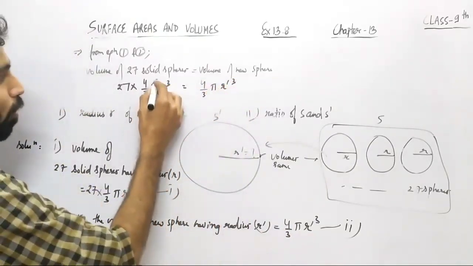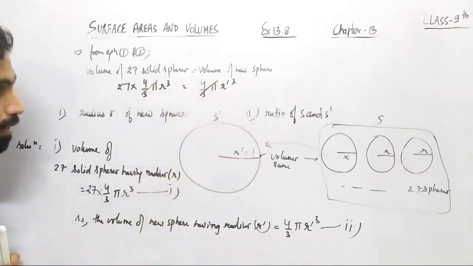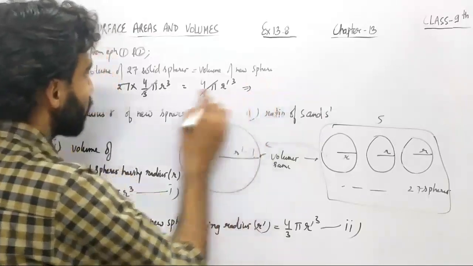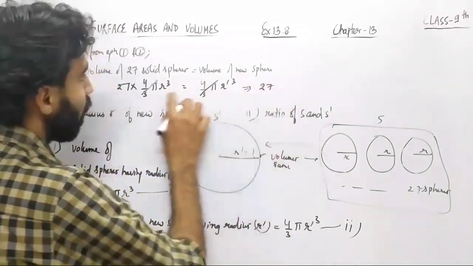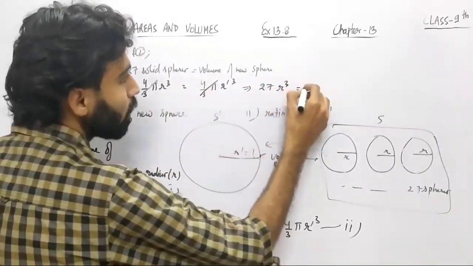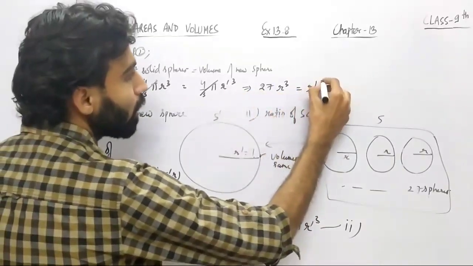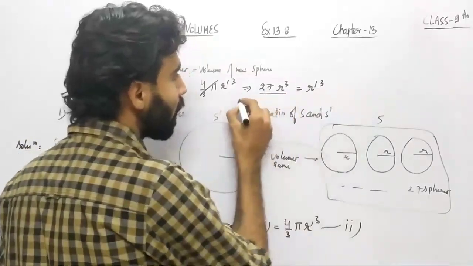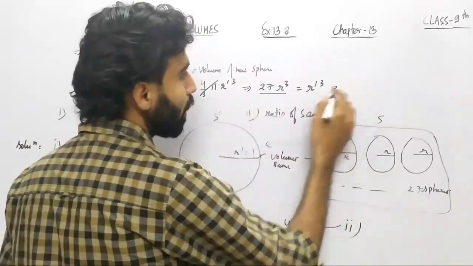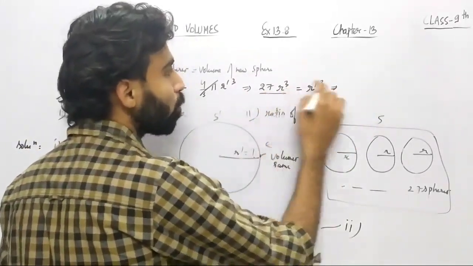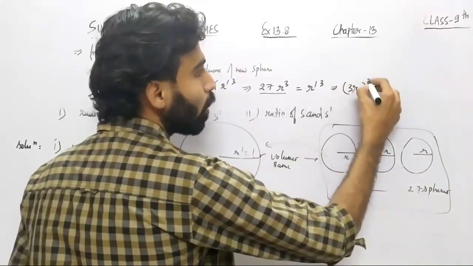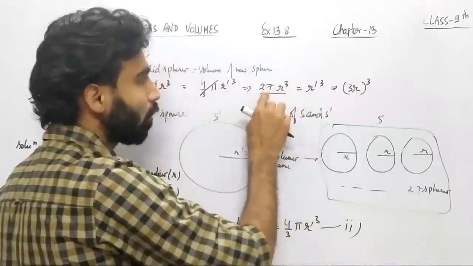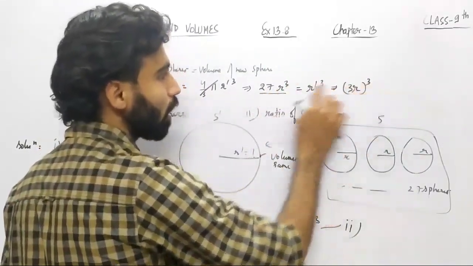So here you can see 4 upon 3 pi cancels with 4 upon 3 pi. So further what is left with you, this implies you can see 27 r cube is equal to r dash cube, right? So here you can see this 27 r cube, I can write as 3r whole cube, because I know what the cube of 3 is, 3 into 3 into 3 that is 27, and the cube of r will be r cube, right?